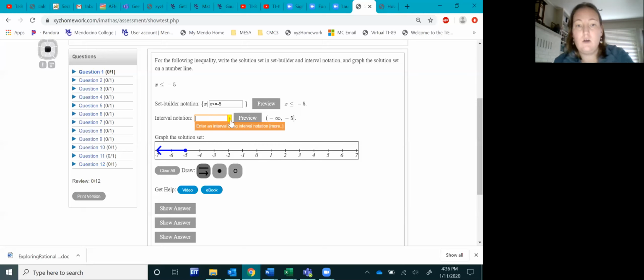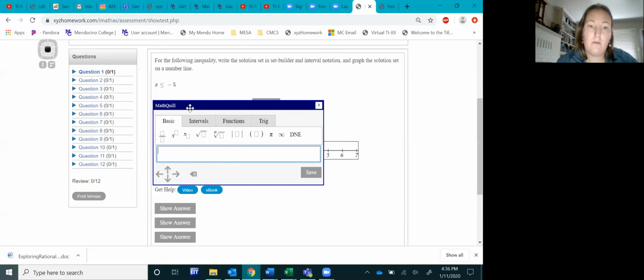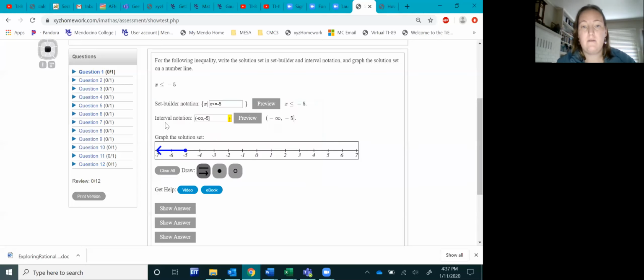Again, you could have also done the MathQuill editor and you have parentheses here, and if you go into functions, oops, not functions, intervals, you'll see your 4 different options for interval notation. We had this one a minute ago, so it was -infinity, comma, and I'm just using the arrow on my keypad, but I can also use the arrow here, -5, and then save, and it'll enter it in.